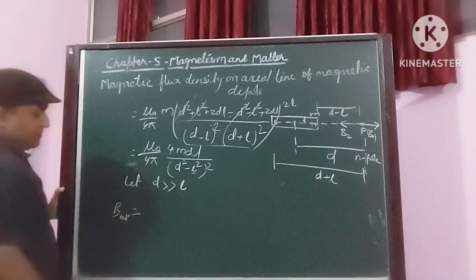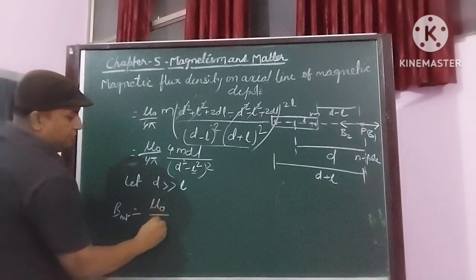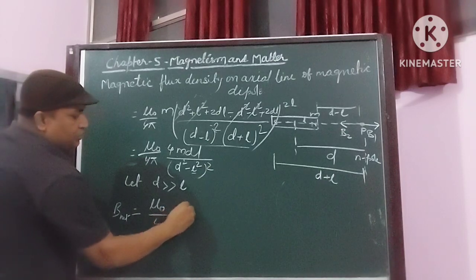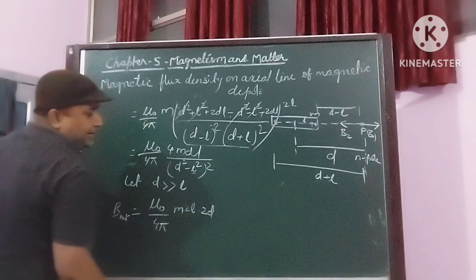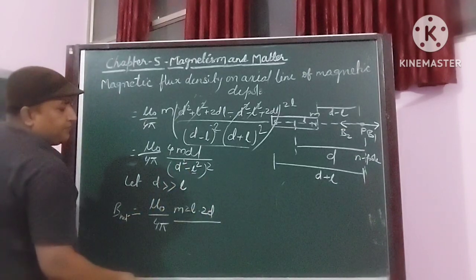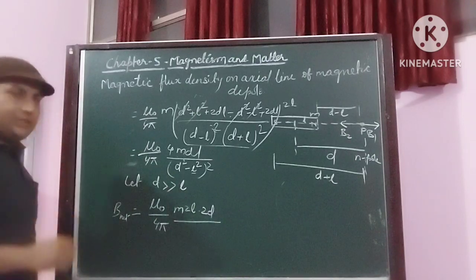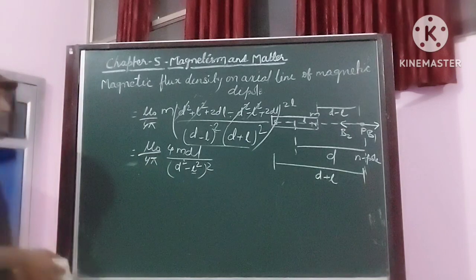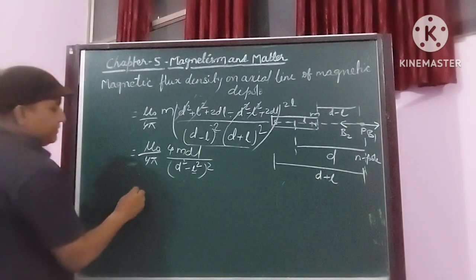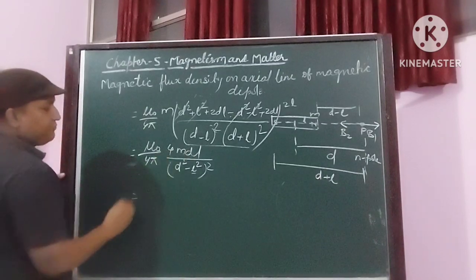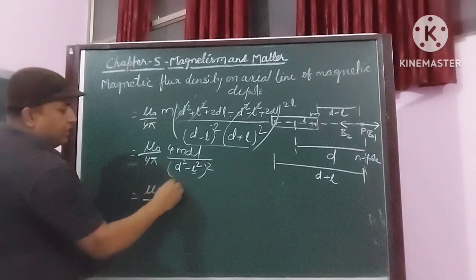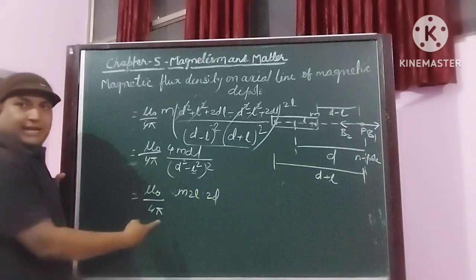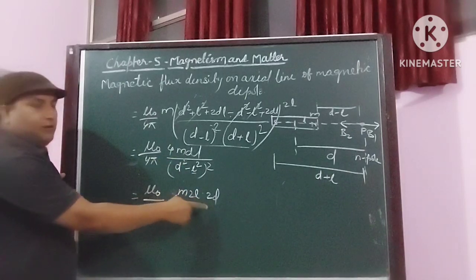The result will be B net, the magnetic flux density, equal to mu 0 by 4 pi, and we just have to arrange this. I am writing m, 2L into 2D, where L is neglected. Just a second. Don't use this concept now. What exactly do we have to do? First we have to arrange mu 0 by 4 pi, 2m, m 2l into 2d. We can write it like that, no?